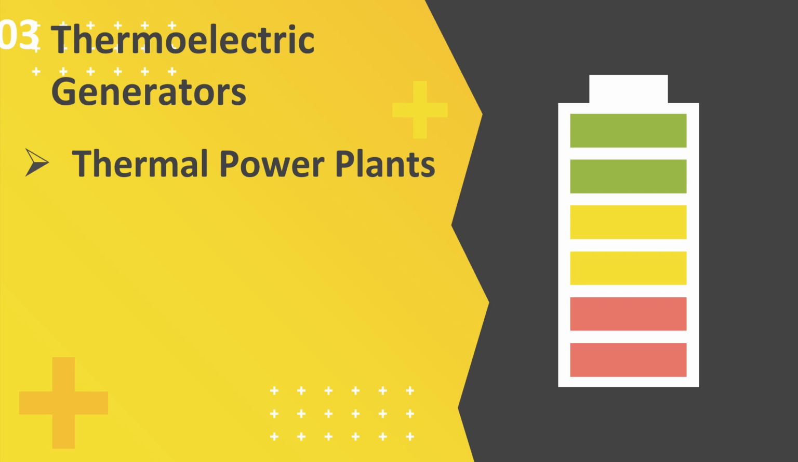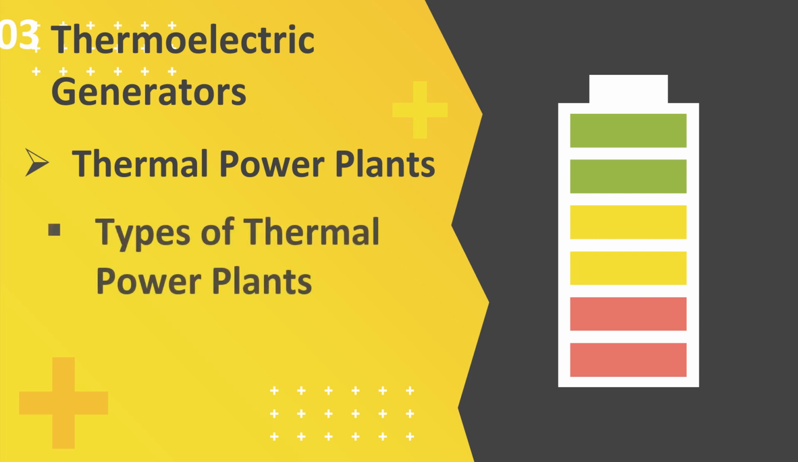Thermal power plants are facilities that generate electricity by converting thermal energy into mechanical energy and then into electrical energy. These plants play a crucial role in meeting the world's electricity demand. There are several types of thermal power plants, including coal-fired power plants, natural gas power plants, oil-fired power plants, geothermal power plants, and biomass power plants. Each type of thermal power plant has its own unique characteristics and fuel source.